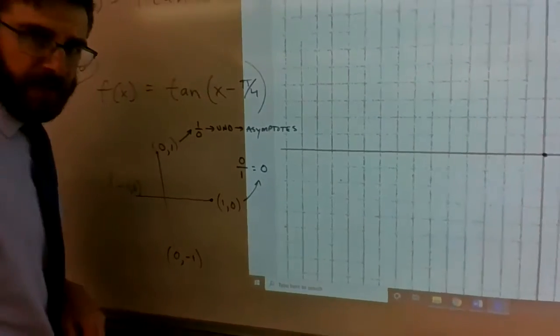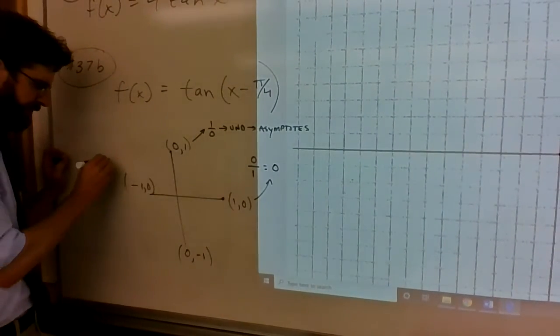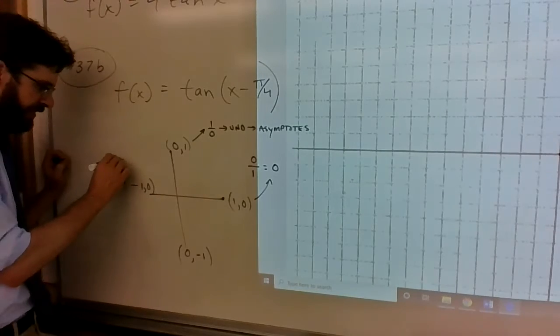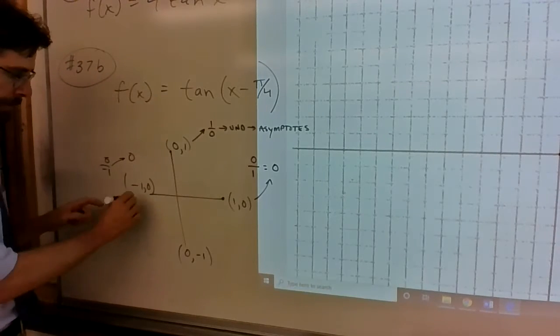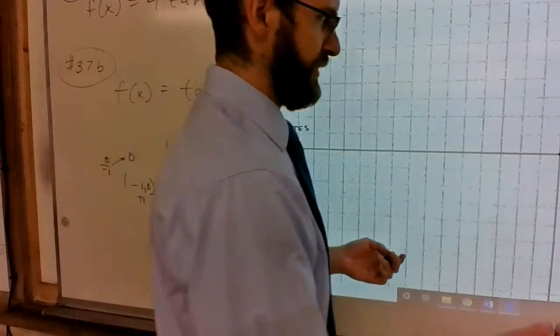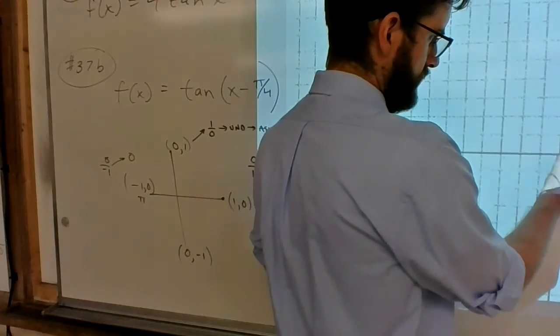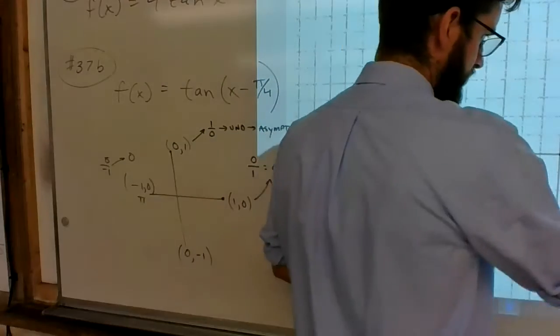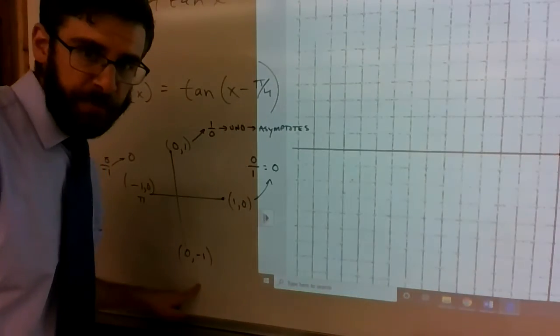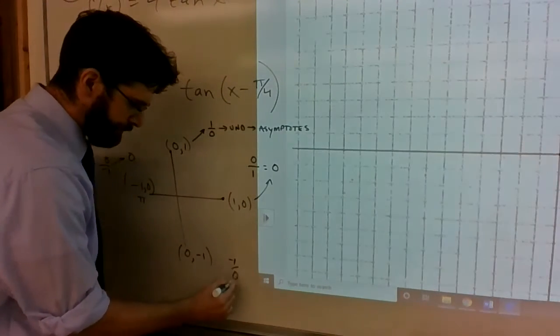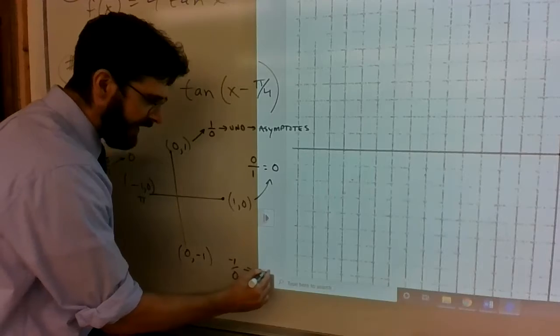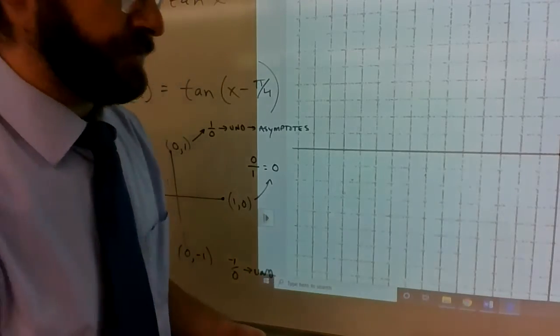If we keep moving along this pattern, it's going to be 0 over negative 1. And that's going to equal 0. So at pi, tangent is also 0. And then as you can see at 3 pi over 2, it's going to follow that same pattern. It's undefined again, and you are going to have another asymptote.